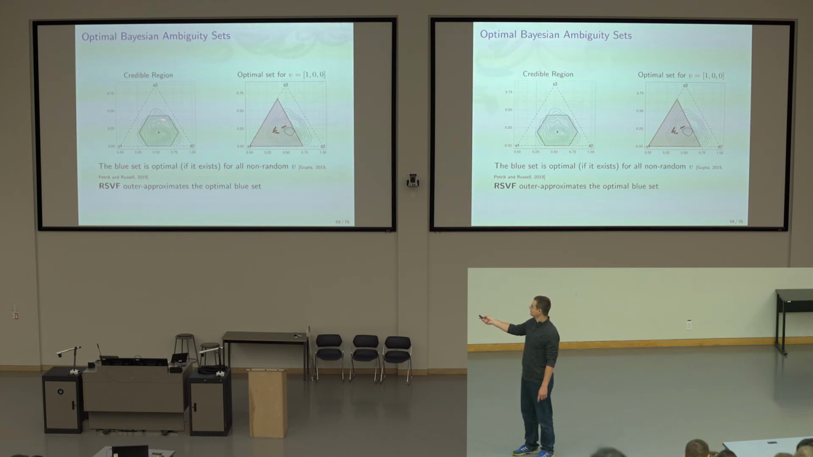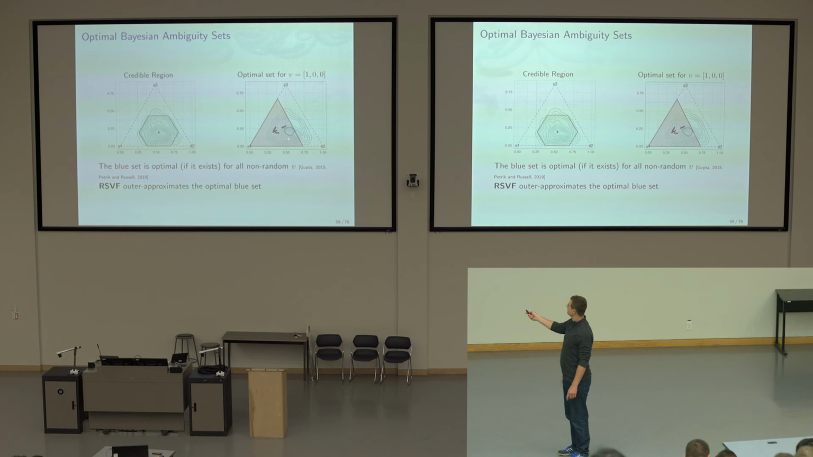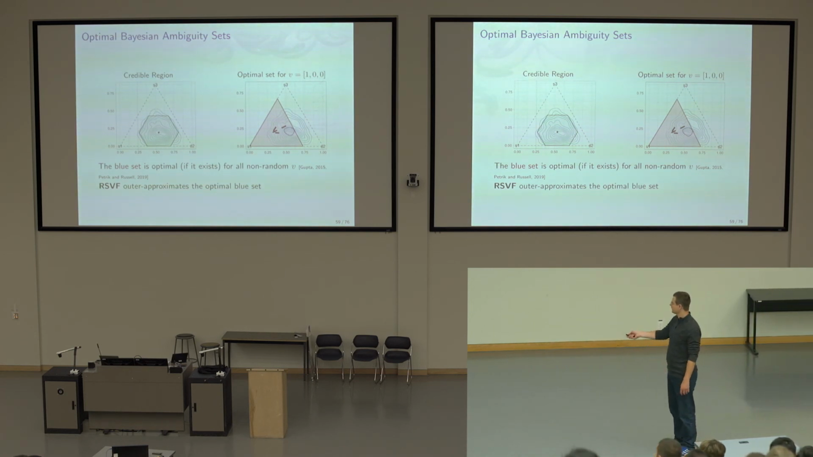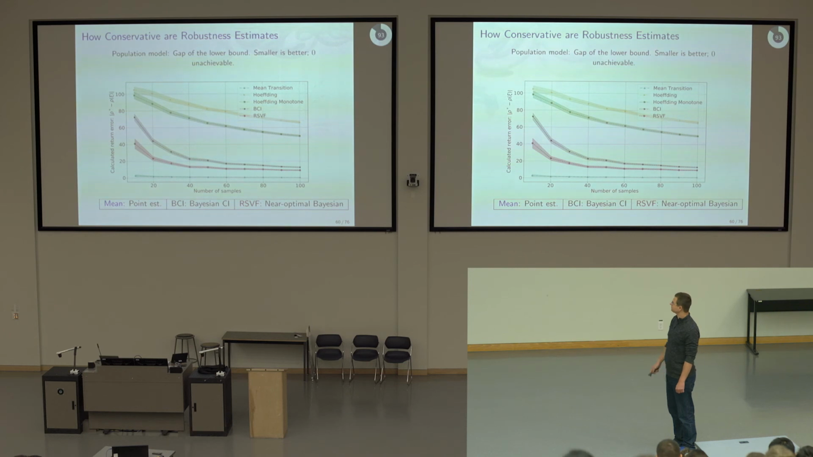This set is too large. All you need is this little tiny set in the middle to get your 90% confidence. It's really simple, very surprising. There are some technicalities that I'd be happy to get into offline, but don't really want to get into here. And if you compare this, this is the same population model.